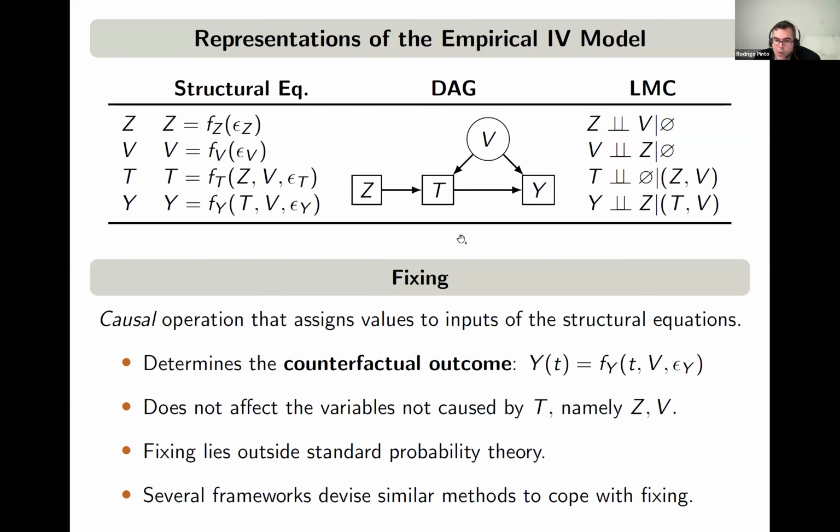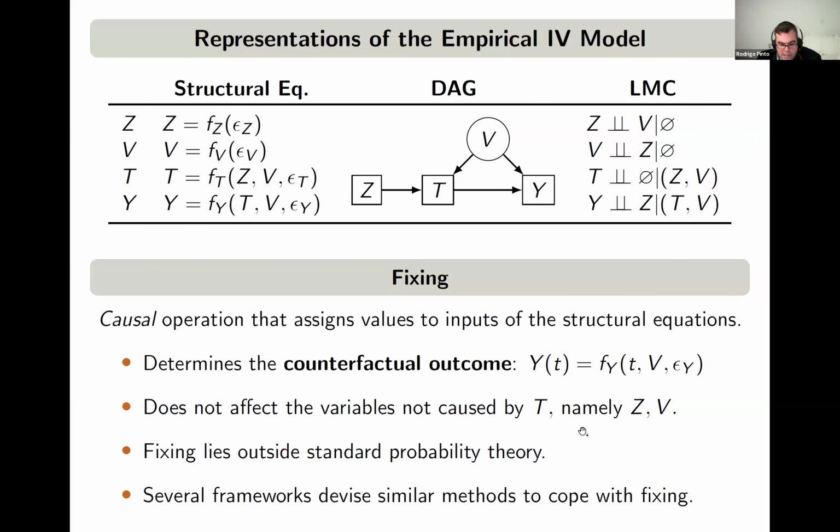What is fixed in this model? Well, I intend to examine the cause and effect of t on y. So the counterfactual outcome is defined as y_t, where I use the structural equation, the function of y, which I do not observe or assume any functional form for, and I fix the input of t to the value of little t, with v and epsilon_y as the other arguments of the function. Now, fixing is not a statistical conditioning, because fixing does not modify the distribution of the variables that are not affected by t itself. So the distribution of z and v stays the same, while if I were to condition the data on t, I would necessarily change the distribution of z and v.